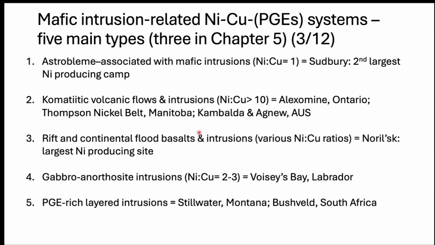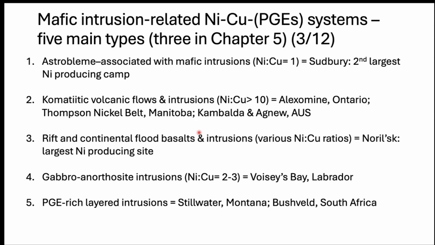Then we have rift and continental flood basalts and intrusions with a variety of nickel-copper ratios. The Norilsk series of deposits in Russia is the largest nickel-producing site in the world, although I wonder where they're selling that right now.